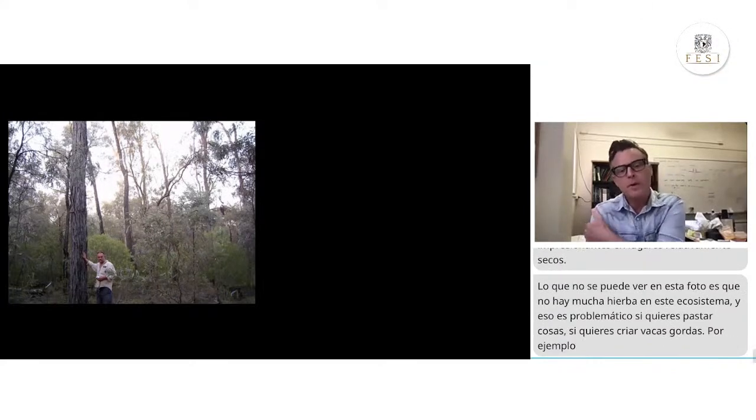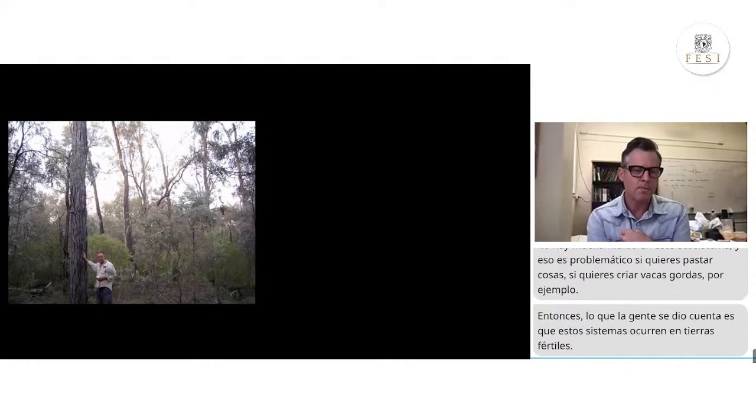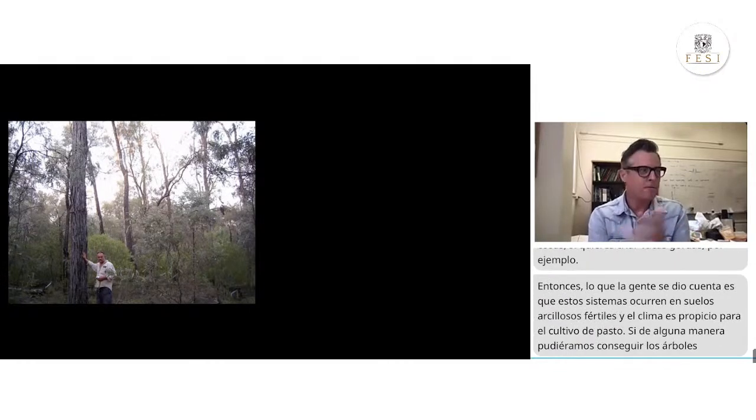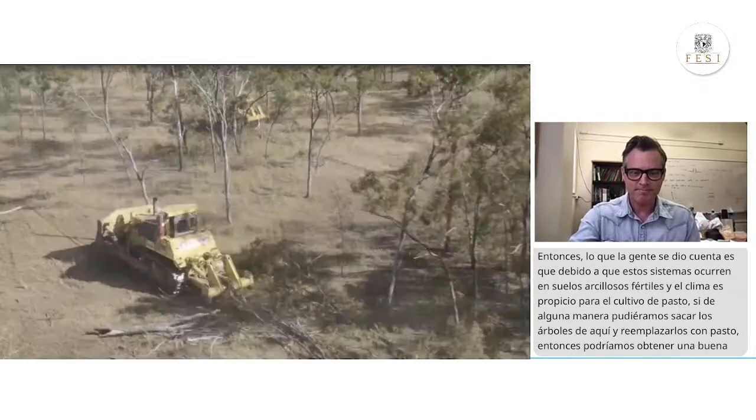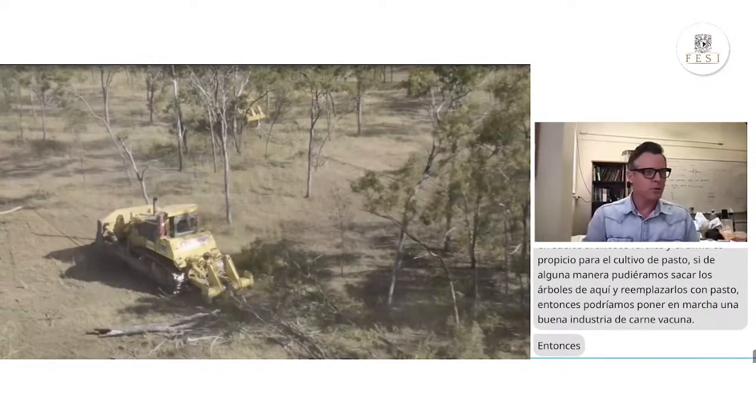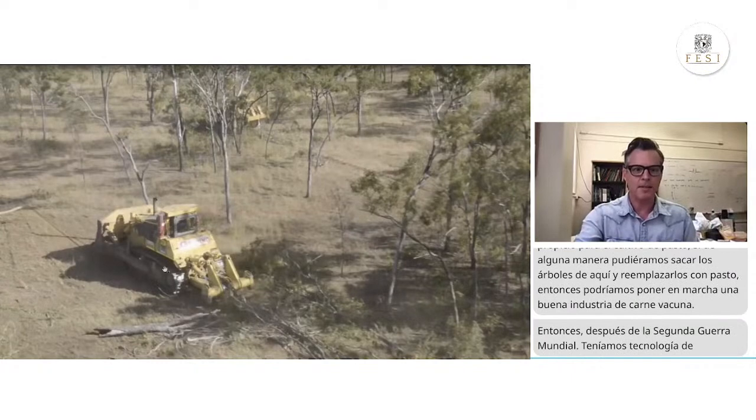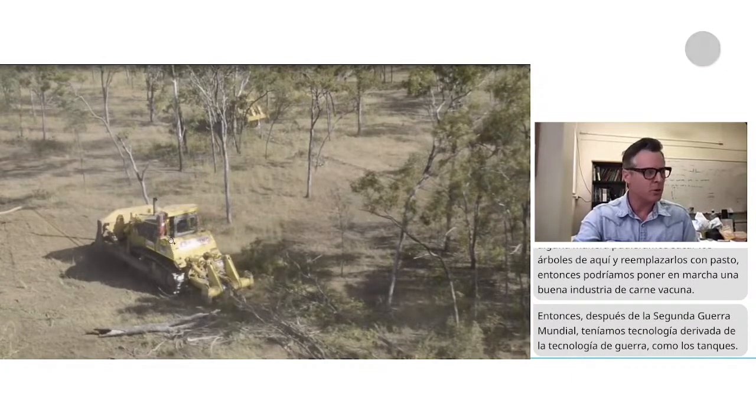So what people realised is that because these systems occur on fertile clay soils and the climate is amenable to growing grass, if we could somehow get the trees off this and replace it with grass, then we might get a good beef industry going. So after World War II, we had technology derived from war technology like tanks in the form of these dozers.